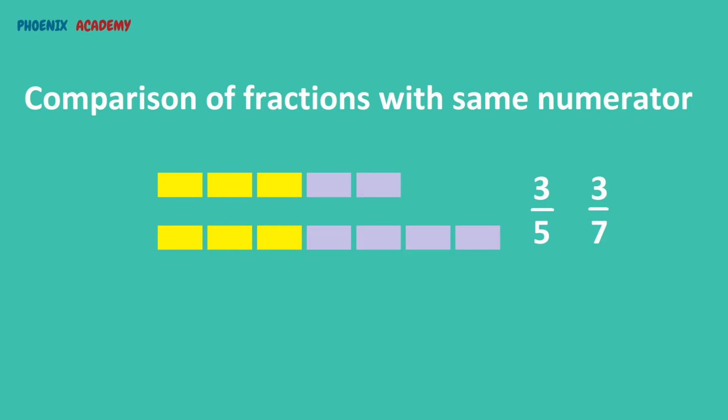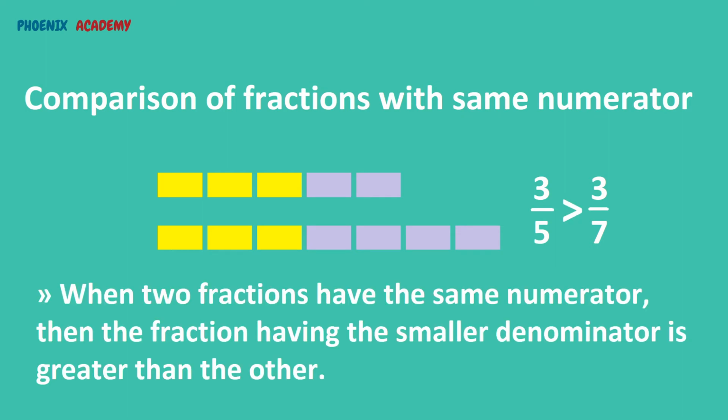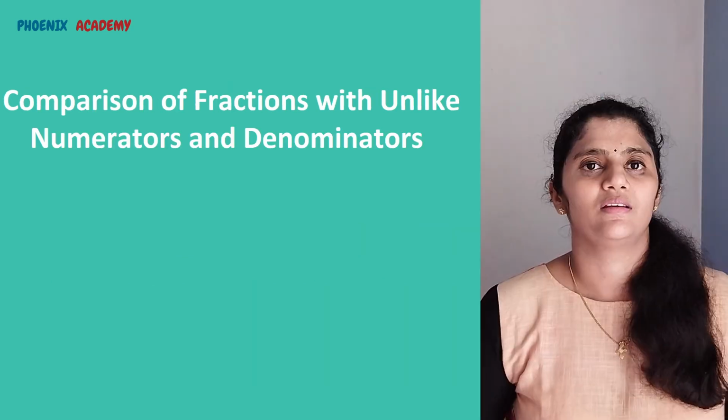Clearly we can see the shaded region in the first strip is more than in the second strip. Thus, 3 by 5 is greater than 3 by 7. Between two fractions with the same numerator, the fraction with the smaller denominator is greater than the other.